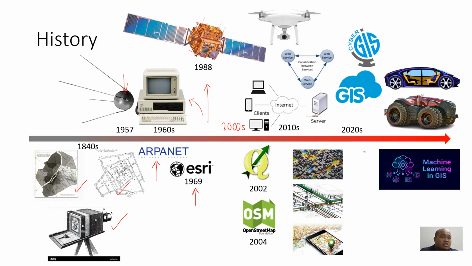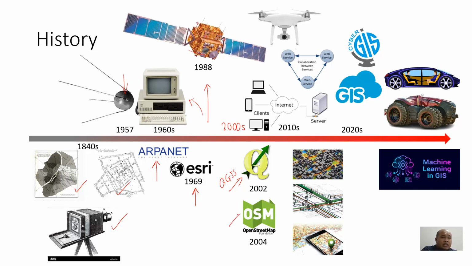In the early years of 2000, there was the development of open source GIS software. Here is Quantum GIS. Quantum GIS is, until today, one of the powerful open source software.